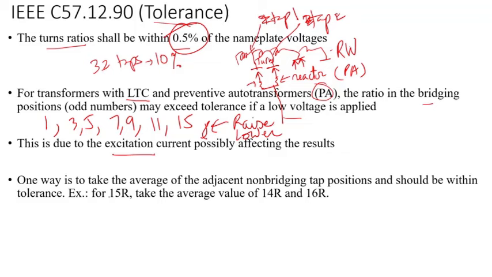One way is to take the average of the adjacent non-bridging taps. Non-bridging means when the two selectors are on the same tap, so basically it would be the even ones: 2, 4. So you basically, if this is, actually, let me take that back. So let's see.